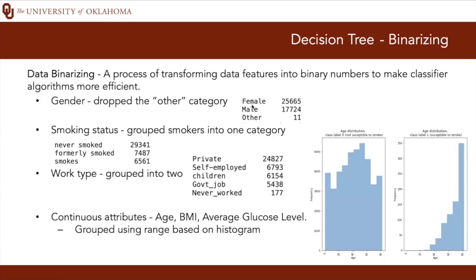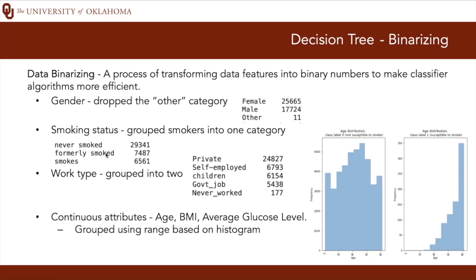Gender is a categorical attribute that had 3 different categories: male, female, and other. We see that the other category has only 11 instances out of 43,400 records, which is very insignificant, and we don't have enough information on this category. So to make the algorithm more efficient, we drop these 11 instances and work with the rest.